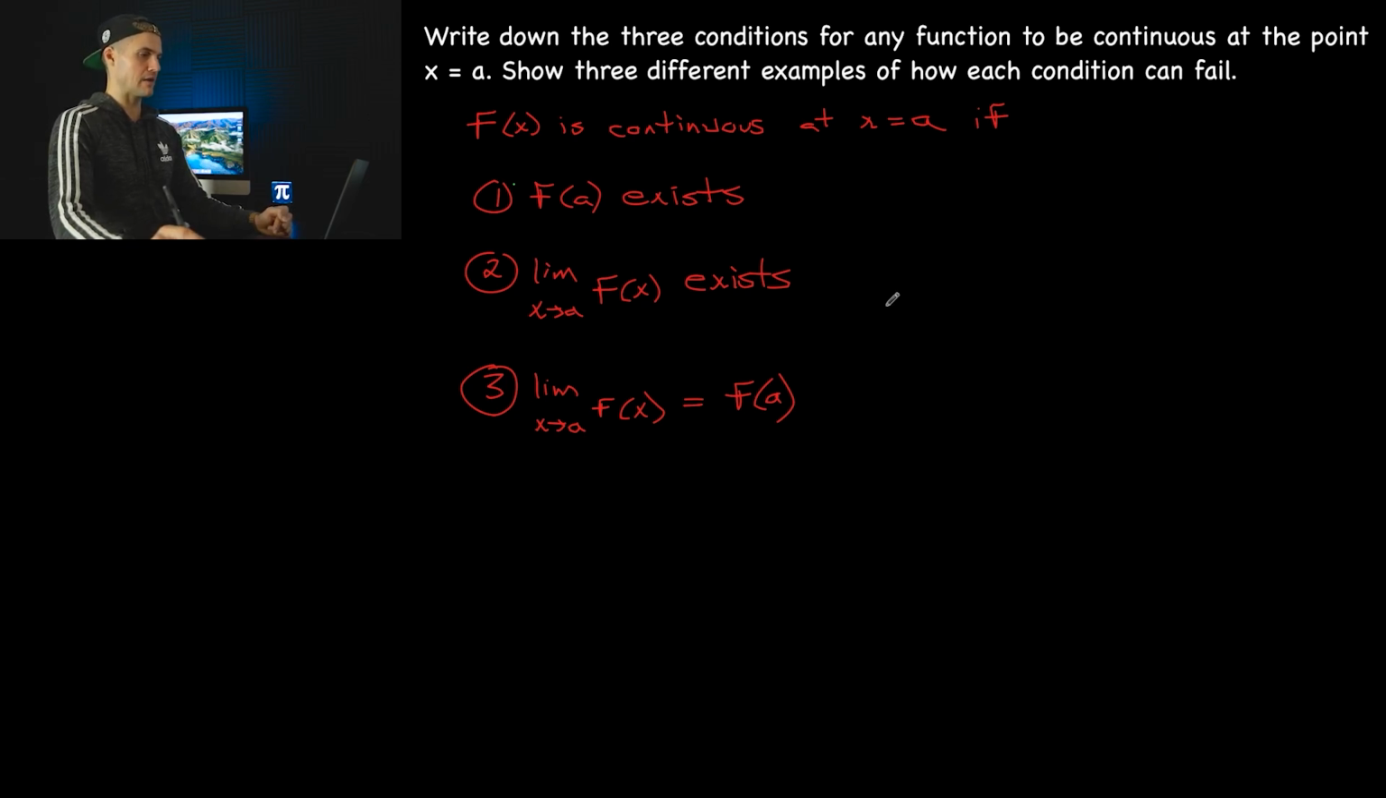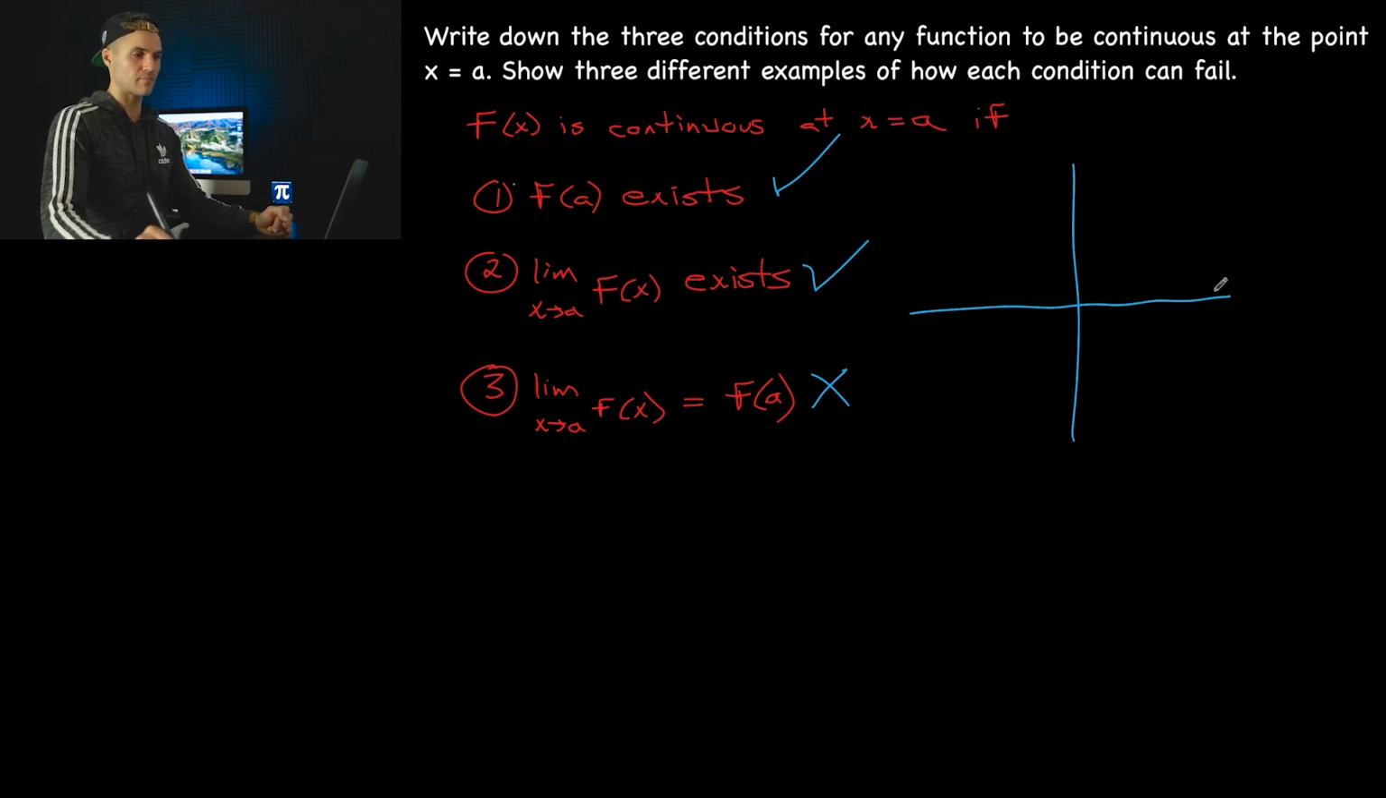And then finally, number 3, how can this third condition fail? So again, let's pretend that we have a case where condition 1 passes, condition 2 passes. How can it be that both of those pass, but condition 3 is going to fail? Well, how that can happen is that you can have a hole at a specific x value.